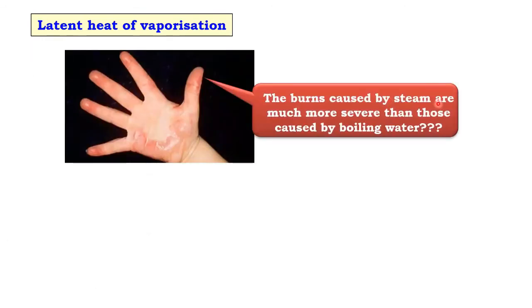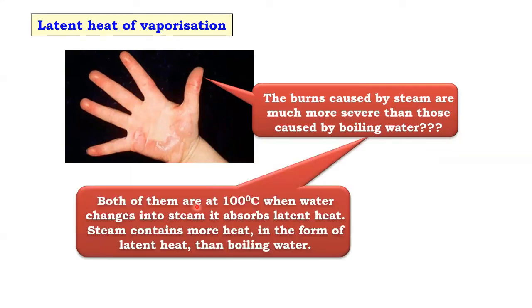The burns caused by steam are much more severe than those caused by boiling water. Is this true? Right? Boiling water doesn't have the latent heat energy of vaporization, but when you talk about steam, it has latent heat energy of vaporization. And therefore steam contains more energy as compared to boiling water, and therefore steam tends to cause more damage to our skin than boiling water. Both of them are at 100 degrees Celsius. When water changes into steam, it absorbs latent heat. Steam contains more heat in the form of latent heat than boiling water. The same thing I have already explained to you right now.